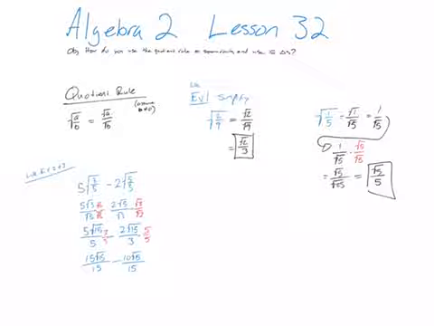All right, so my denominators are the same, so I'm just going to subtract my numerators. 15 square roots of 15 minus 10 square roots of 15 is going to give me 5 square roots of 15 over 15. Then of course we can reduce: 5 goes into 5 one time, and it goes into 15 3 times. So this is going to come out to be the square root of 15 over 3.